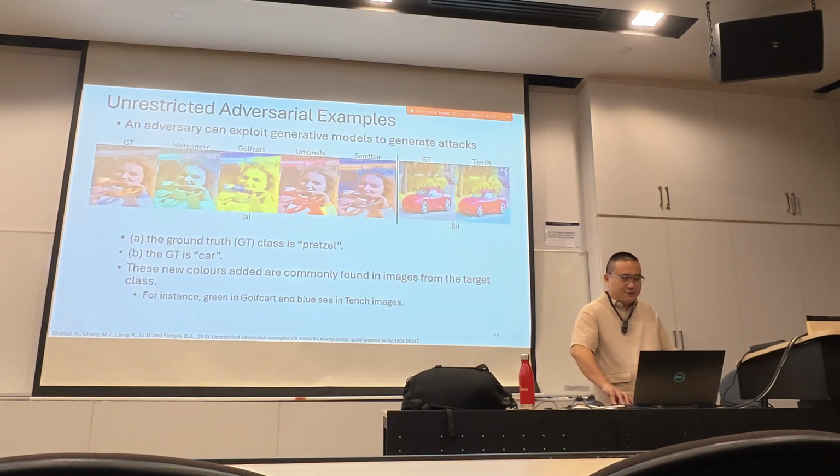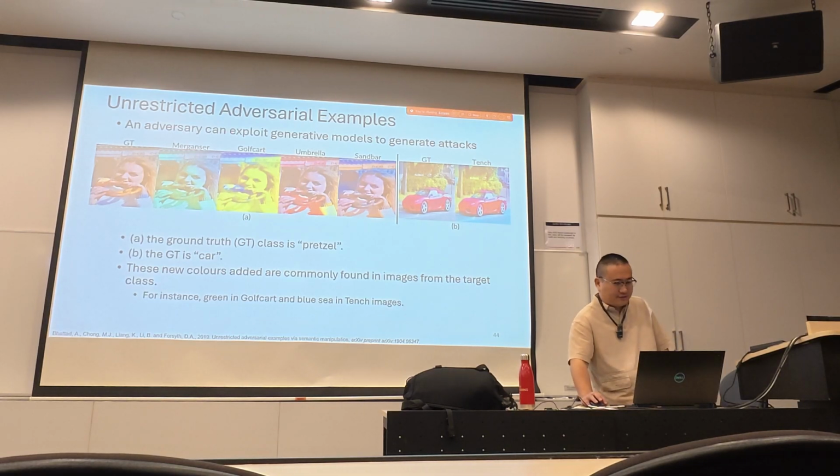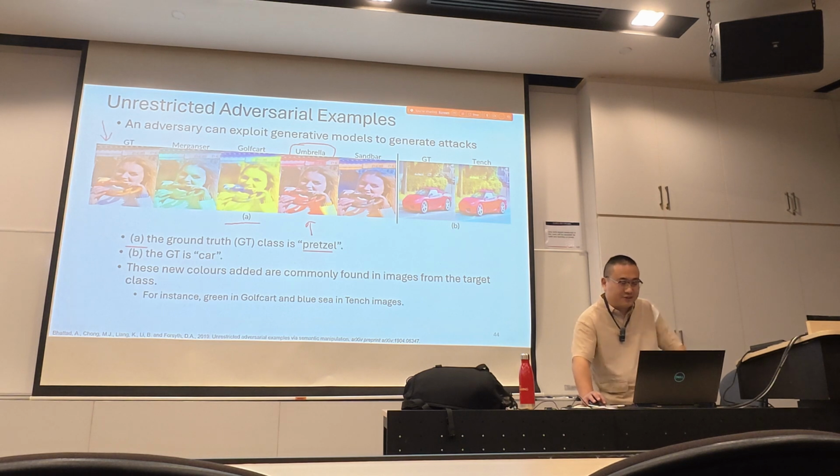And also we can use generative models to generate the attacks. So here is an example. The ground truth label in image A is the present. The first one is the original image. Then we can use generative models to change the color. For example, like this one, we change the color to red, and we can get the model to say this is an umbrella. If we calculate the norm, it can be extremely large because we change the color of the image. But as long as the attack looks reasonable, it is still a valid attack in that case.